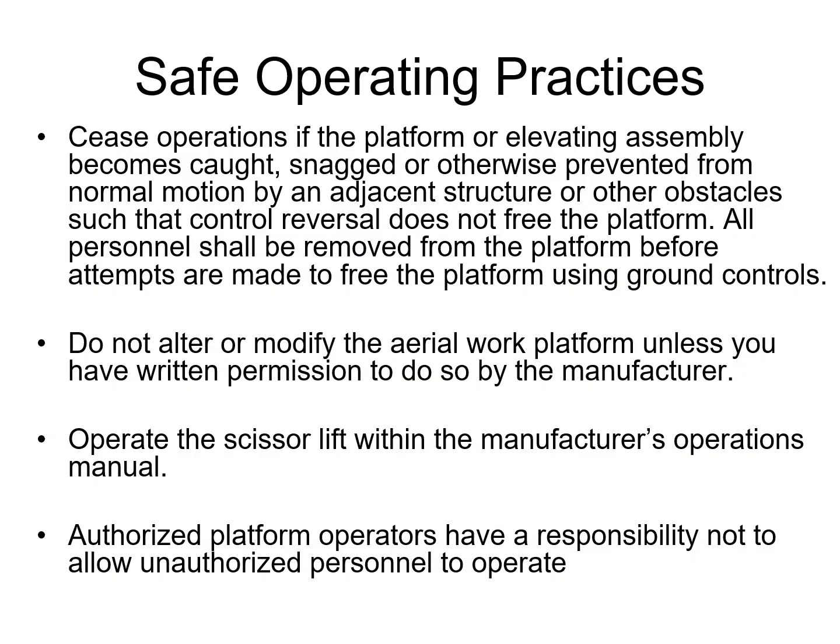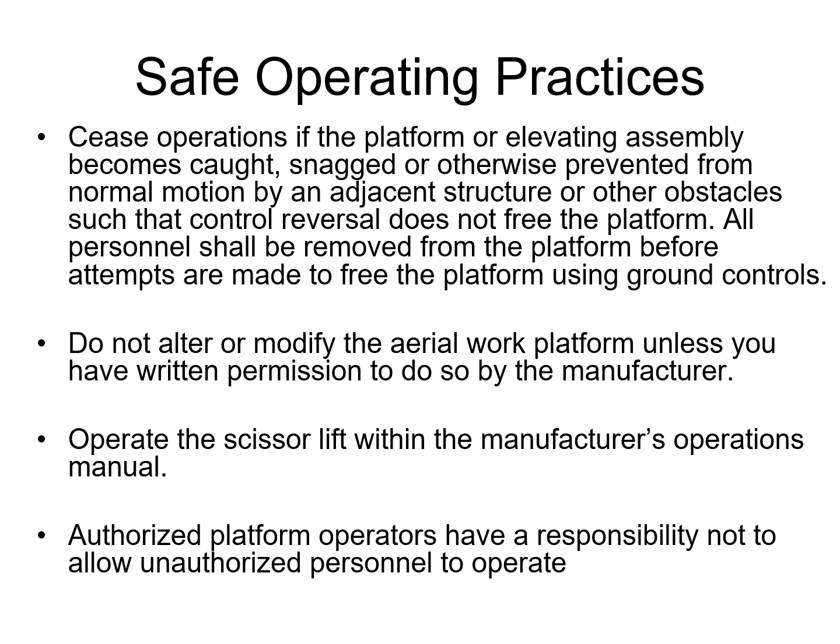Safe operating practices continue. Cease operations if the elevating platform assembly becomes caught, snagged, or otherwise prevented from normal motion by an adjacent structure or other obstacles such that control reversal does not free the platform. All personnel shall be removed from the platform before attempts are made to free the platform using ground controls. Do not alter or modify the aerial work platform unless you have written permission to do so by the manufacturer. Operate the scissor lift within the manufacturer's operating manual.